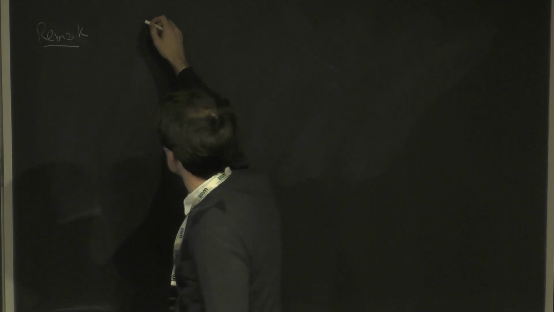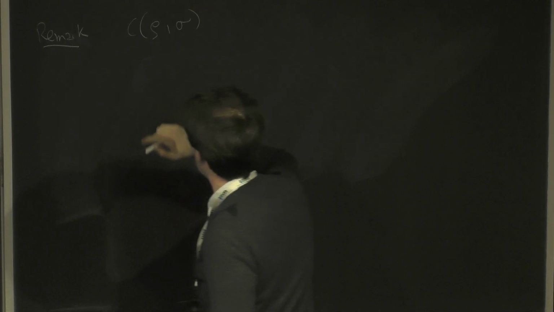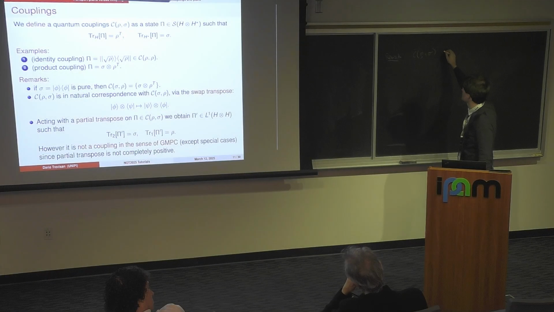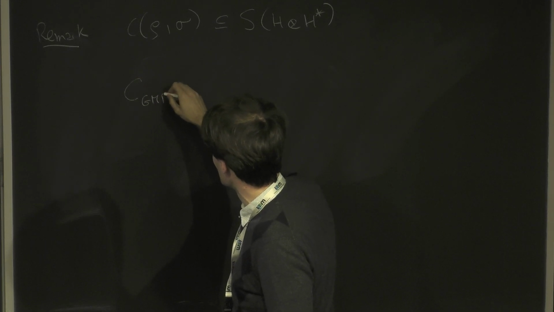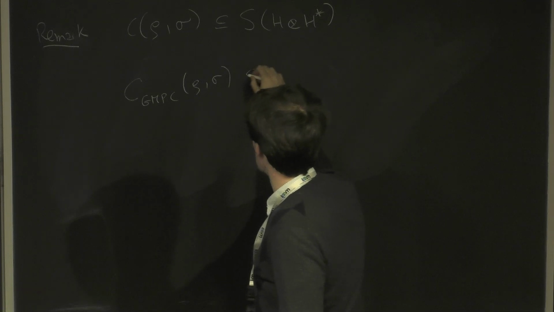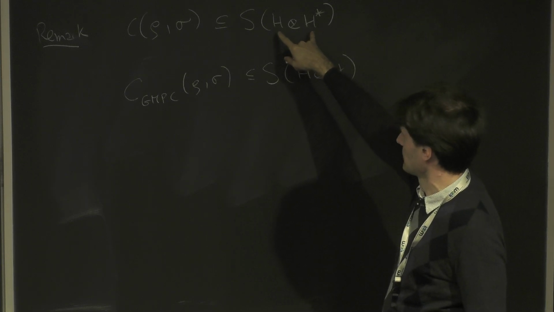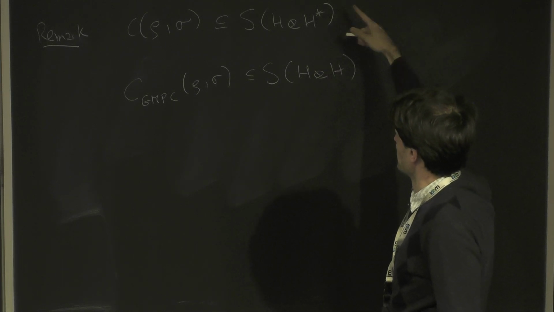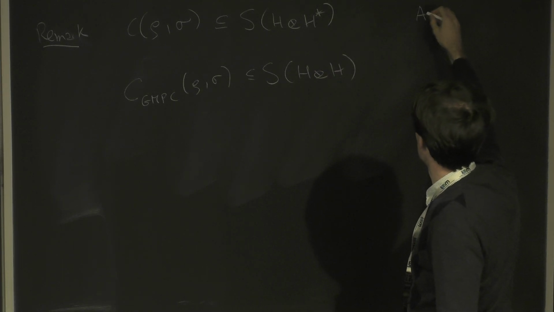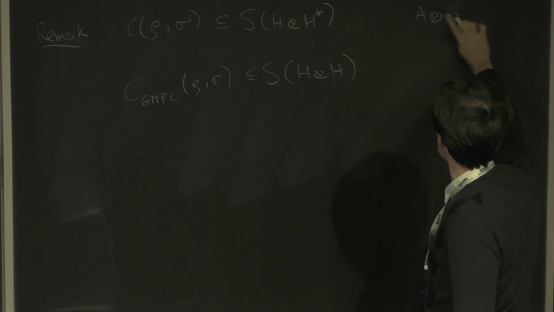So the couplings C of rho and sigma are defined in this way, right? They are a subset of the states of H tensor H star, while the couplings, if you want by Gauss, Paul, and Cagliotti, between rho and sigma, are a subset of the states of H tensor H. Okay, so these are linear operators on this space into itself, and these are linear operators from H tensor H into itself. So we can make a correspondence, yes, because if you have a linear operator, like an elementary linear operator, well, let's do it this way, maybe it's more natural.